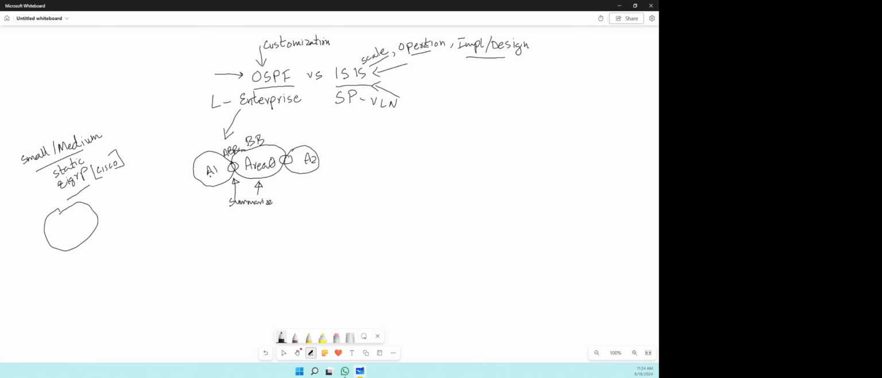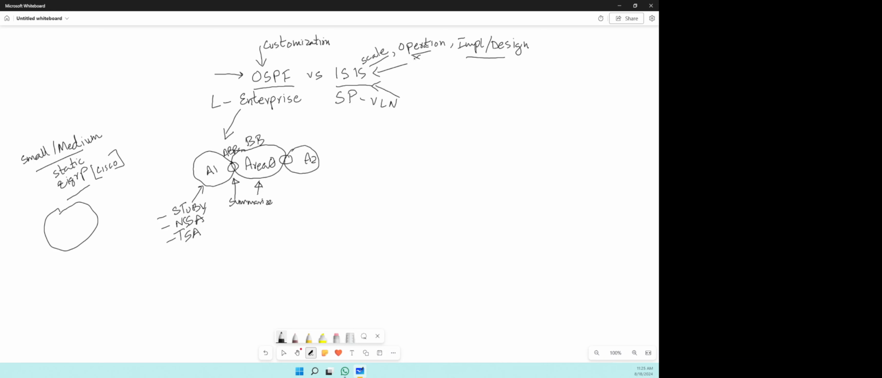OSPF gives you the flexibility of configuring areas as stubby, as not-so-stubby areas, NSSA, and totally stubby. So there are three different variations you can go with for a non-backbone area, which you would not find in ISIS. Again, it's a lot of configuration. Operationally it becomes very complex.